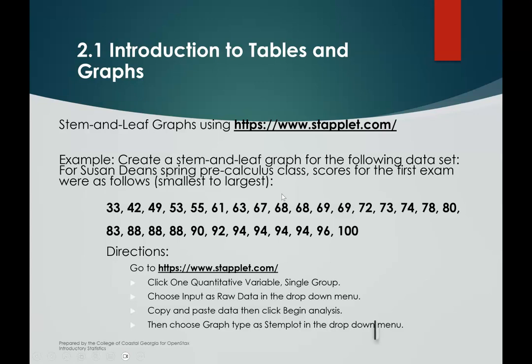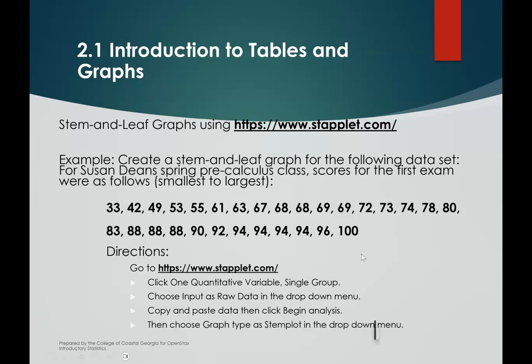So we're going to create a stem and leaf graph for the following data set for Susan Dean's spring pre-calculus class. Scores for the first exam were as follows, and they're already sorted smallest to largest so that it's easy to see, but if they weren't, you may want to do that. You could put it in Excel and then sort. I think that's one thing Statlet doesn't necessarily do well.